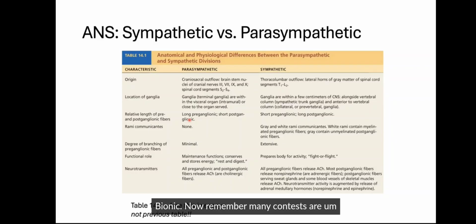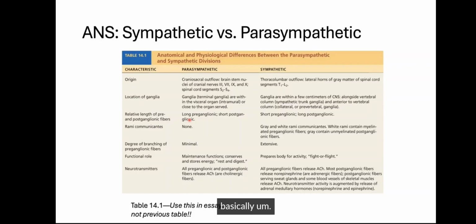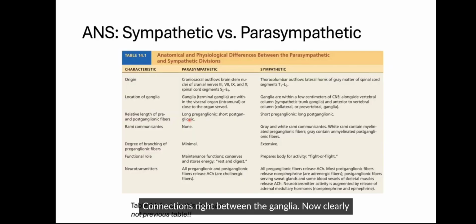Now, rami communicantes are basically connections, right, between the ganglia. Now, clearly, parasympathetic don't have that kind of connection, right? The ganglia are far apart. They're found in far corners of the body. Sympathetic, they're all connected, okay, through rami communicantes, right? And you have white rami are, of course, myelinated, and gray rami are not myelinated, right? So the color kind of gives it away. Degree of branching, parasympathetic is very minimum branching, right? Sympathetic is your alarm call. It is going to be very extensively branched. It makes sense it's extensively branched.